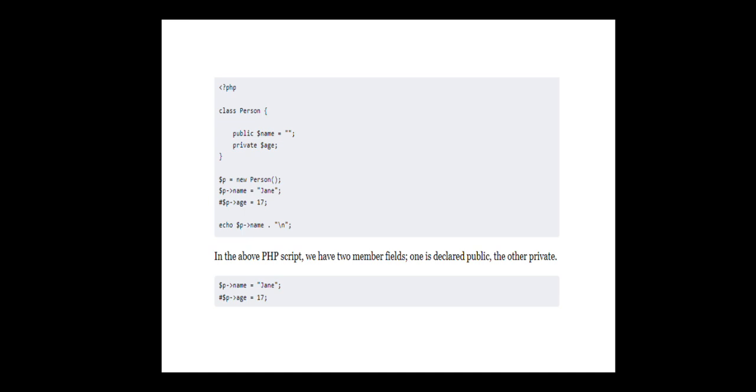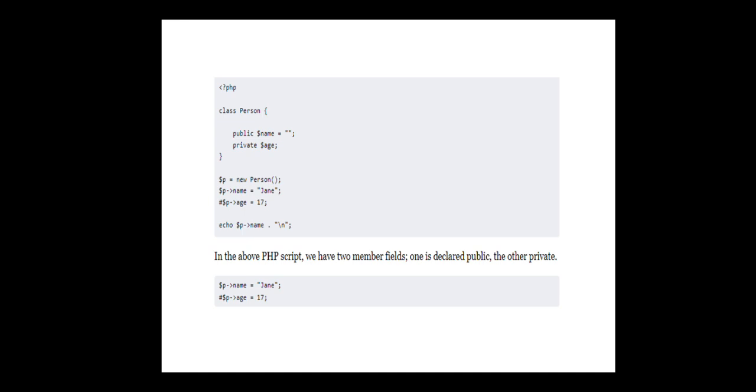First you should declare the PHP class name as person. Then I have declared public $name, then private $age. The object has been created, that is $p equals new person. Then $p->name equals Jane, it accepts the value Jane. Then age will be accepting the value 17. Now it should be printed, so echo $p->name.